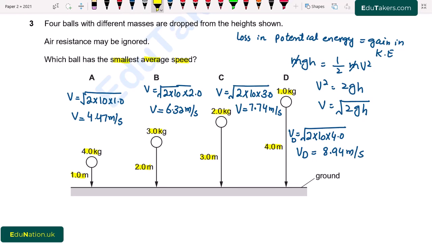Now we see all of these values of the average speed and tell which speed is smallest. So for ball A, we can see here its speed is 4.47 meter per second. It is the smallest as compared to balls B, C and D. So I tick here option A. Option A is correct.